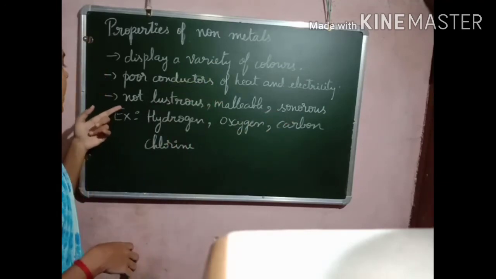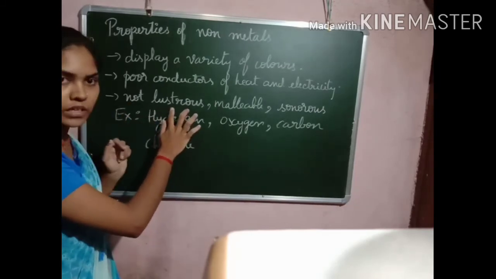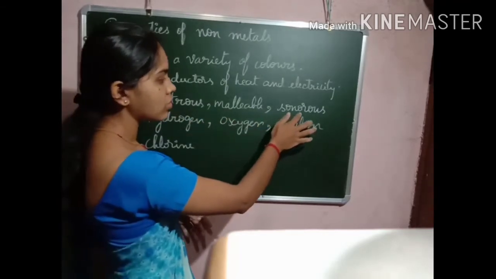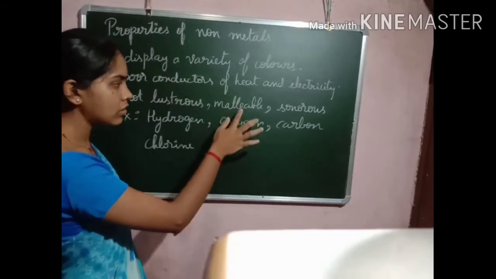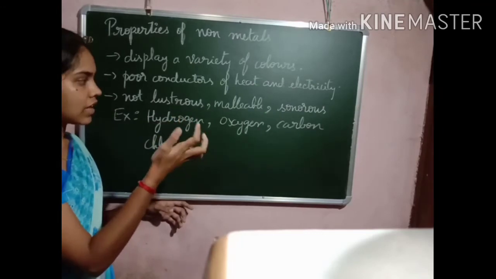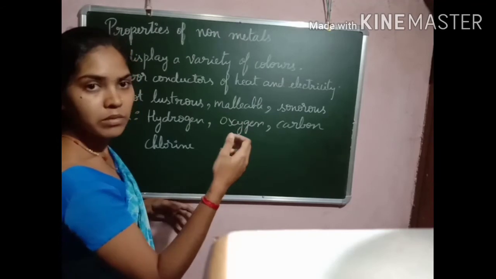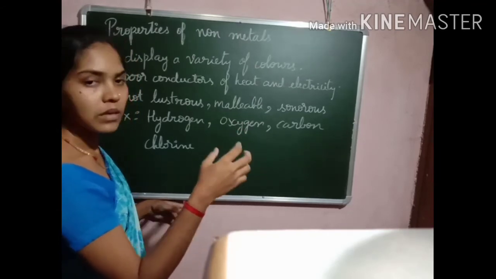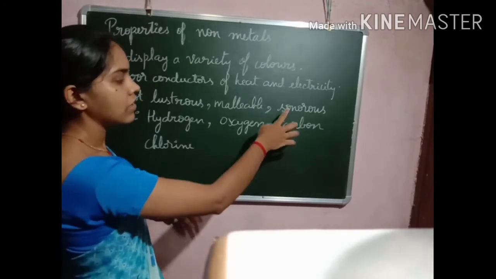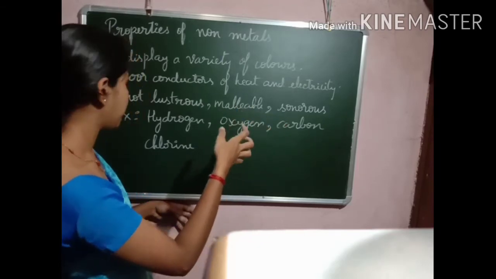The next property: they don't have these special properties of metals. They are not lustrous, not malleable, and not sonorous. They don't shine. They don't have the shining appearance. Malleable means you can make them into thin sheets or thin wires, but you can't do that with non-metals. When you hit non-metals, you don't get the ringing sound.